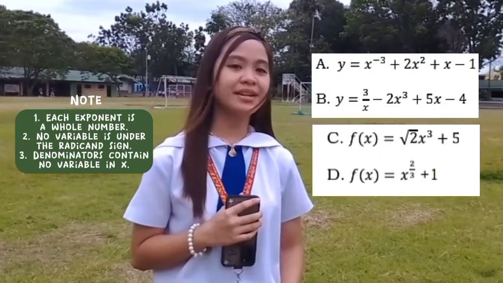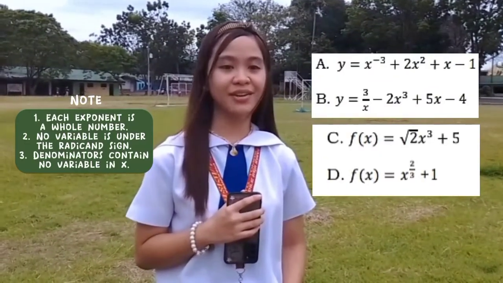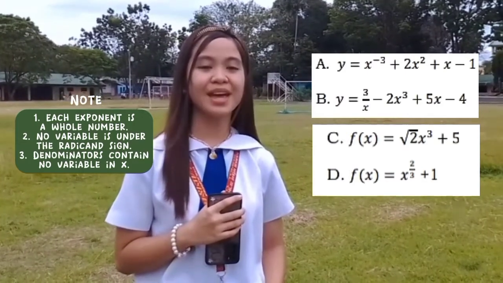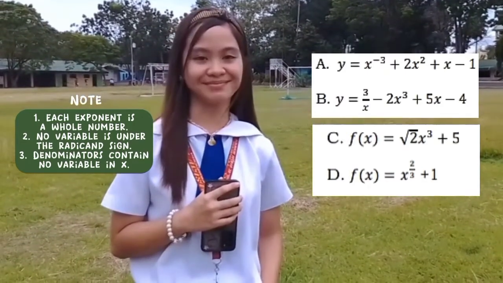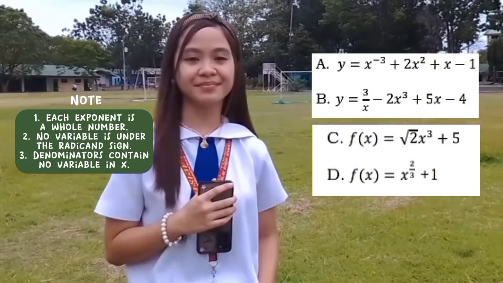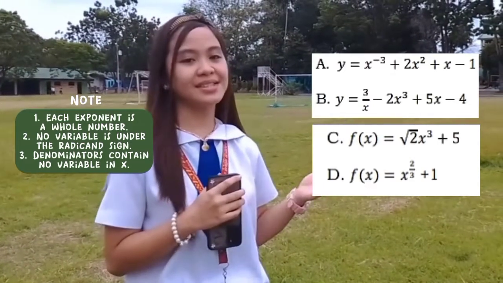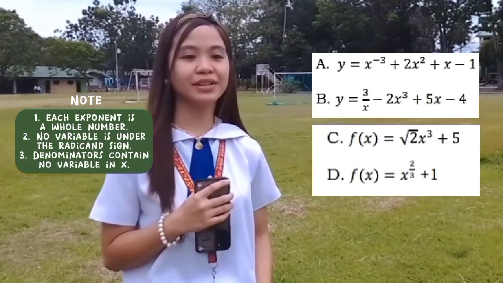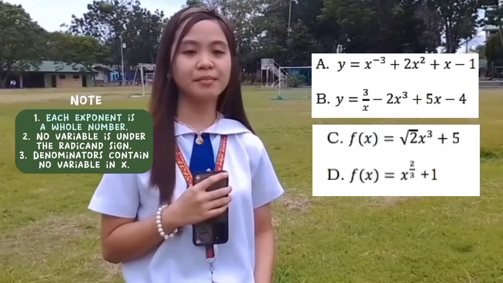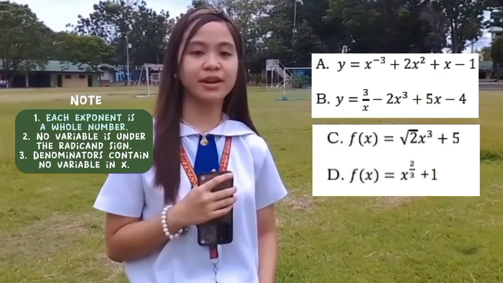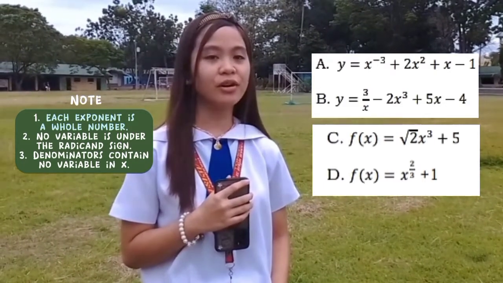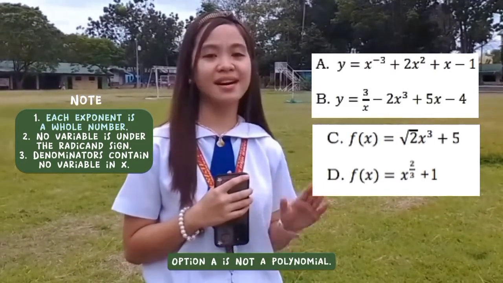Given these three criteria, can you identify which function is polynomial on the given choices? Pause this video if you need to. Let's go through them one at a time. Option A has a negative exponent, and according to criteria number 1, each exponent must be a whole number. It must not be in fraction form or bear any negative integer. Therefore, option A is not a polynomial.